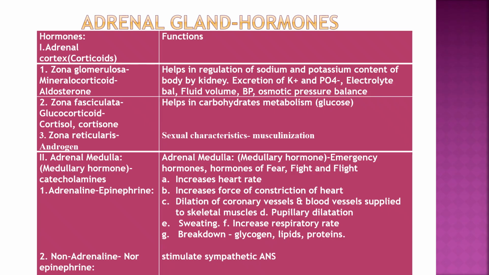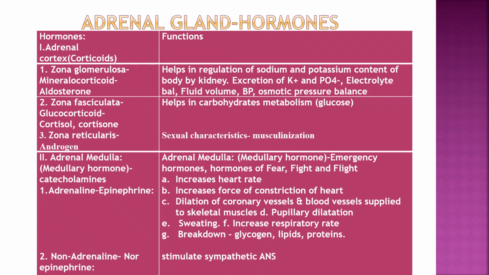So, adrenal gland hormones: the outer cortex has three layers. The outermost layer, the zona glomerulosa, secretes mineralocorticoids, that is aldosterone, and it helps in regulation of minerals like sodium and potassium by the kidney, excretion of potassium and phosphate, electrolyte balance, fluid balance, blood pressure control, and osmotic pressure control.